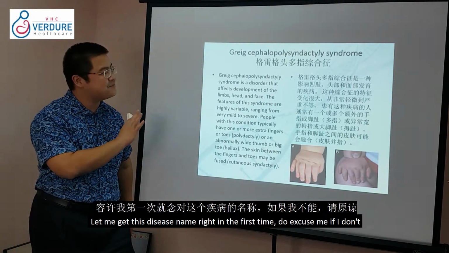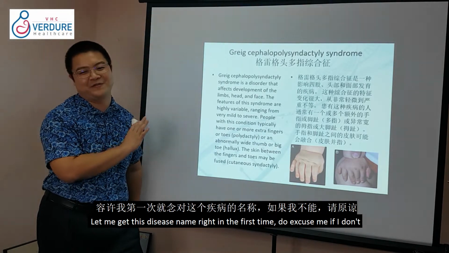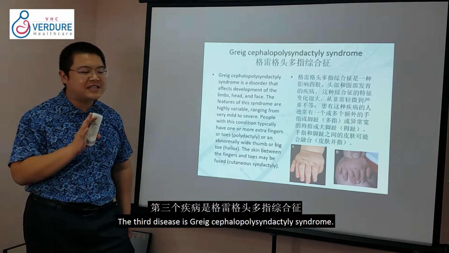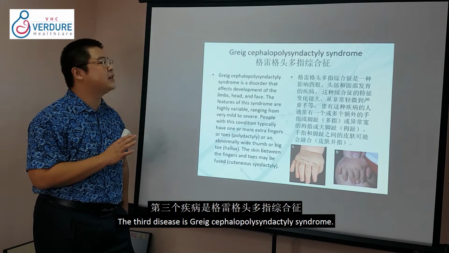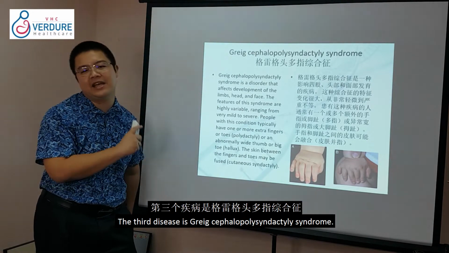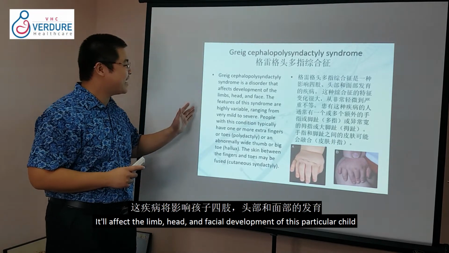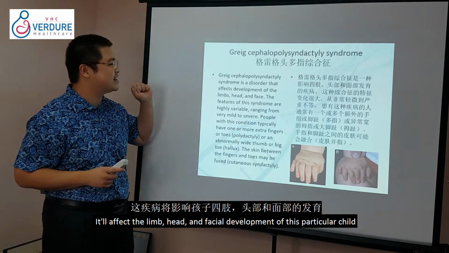Right, let me try to get this pronunciation right the first time. Do excuse me if I don't. So the third disease we're going to talk about is the cephalopolysyndactyly syndrome. Okay, there we go, got it. Right, and anyway, let's hope I'm not going to read this disease's name one more time.